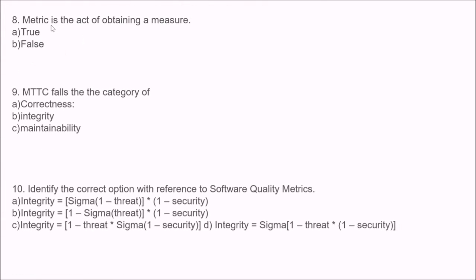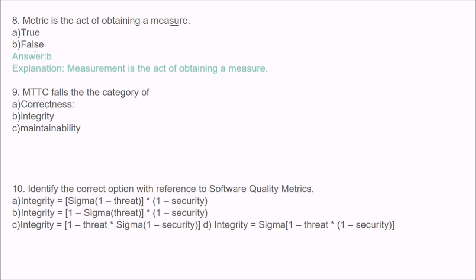Now the next question is, metric is the act of obtaining a measure, true or false? And this is false, because measurement is the act of obtaining a measure, but metric is not the act of obtaining a measure.